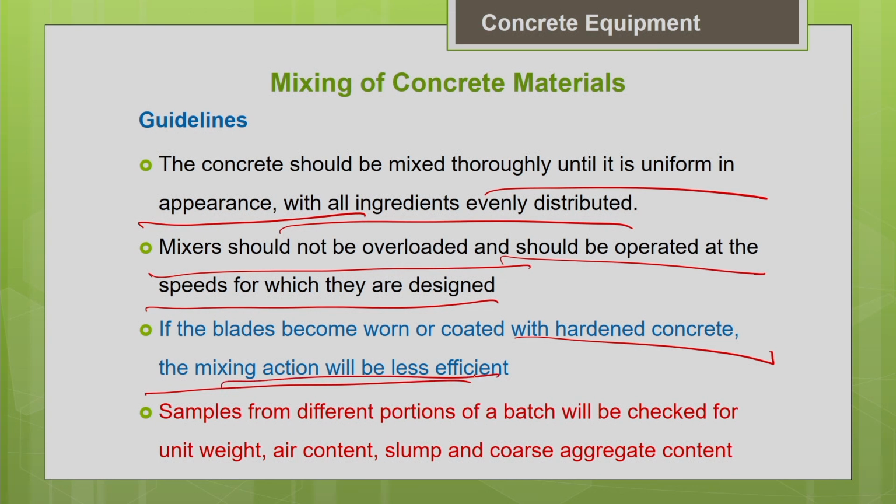So, once a concrete is made, you have to take the samples from different portions of the batch, and you should check for the uniformity. For that also the codes are giving you the guidelines. You take the samples and check for the fresh density, check for the air content, slump, coarse aggregate content. You do the sieve analysis and check the coarse aggregate content. The difference between these samples should not be more. So, what is the permissible difference? That limitation is given in the codal guidelines. You have to check for that to ensure the homogeneous mix.